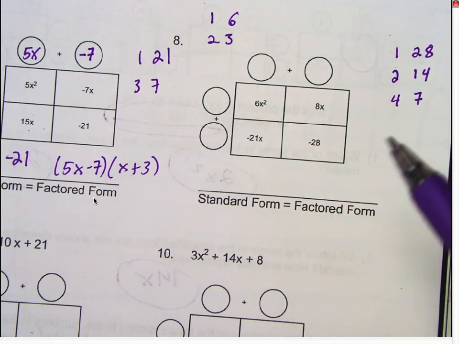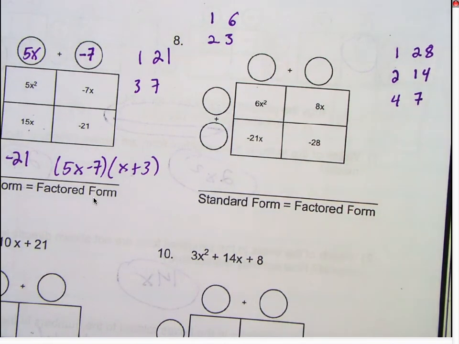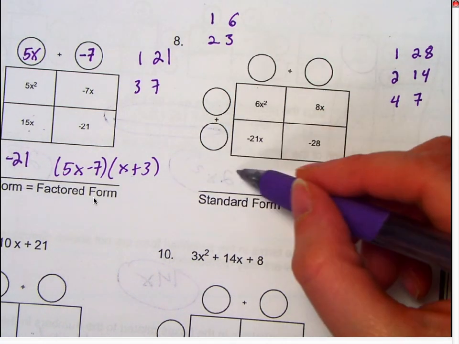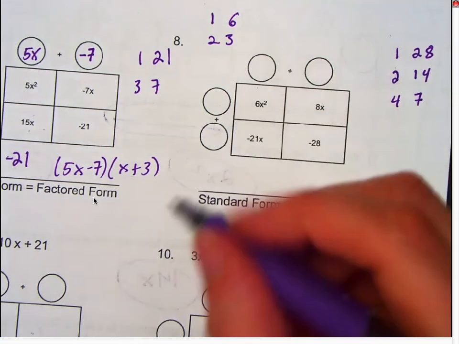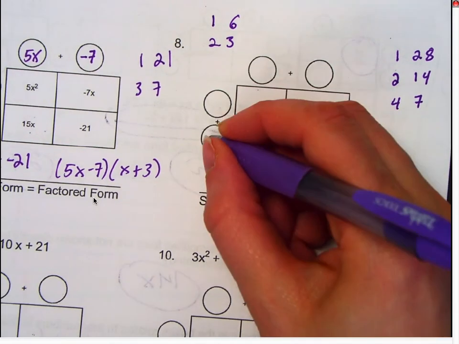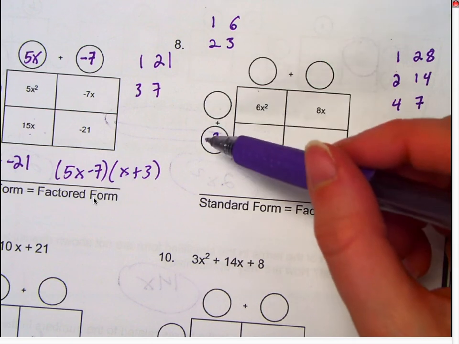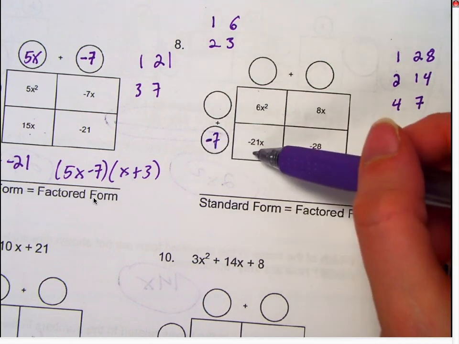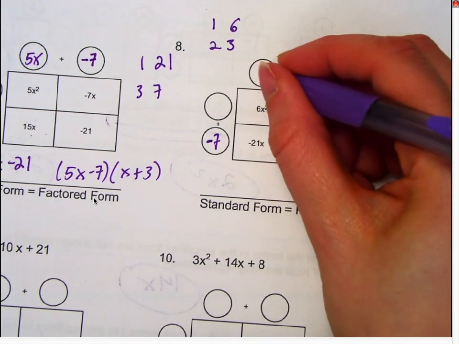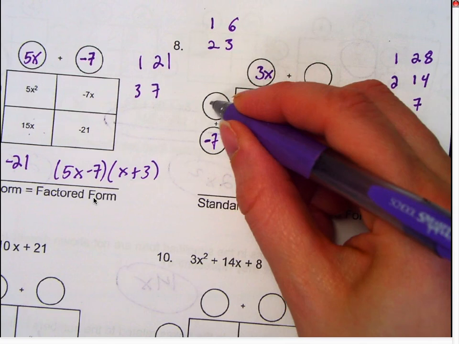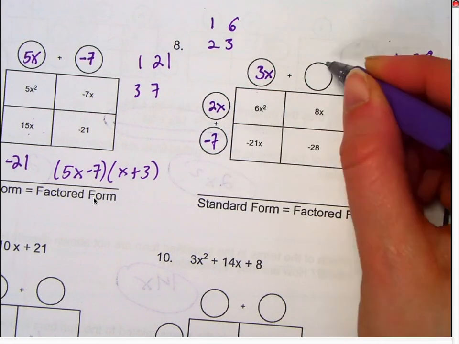So we know 4 times 7 will give us 28. One of them is going to have to be negative, right? I've got a negative 21x right here. So my 7 is going to have to go here, because 4 doesn't go into 21 evenly. And 7 times what gives me 21? 3. So a 3 is going to have to go here. Which means what is going to go in my other circles? 2x here, 3, and what goes right here? 4.